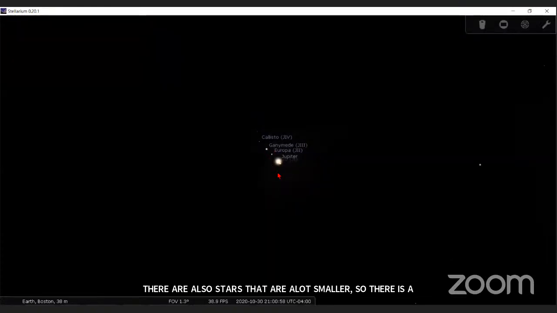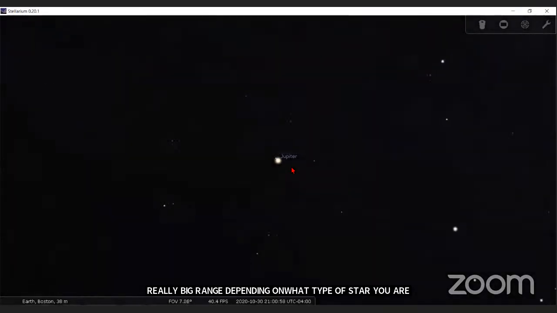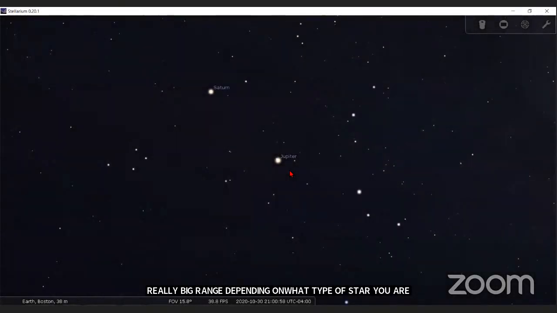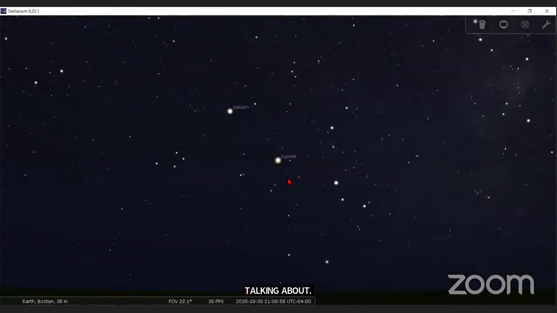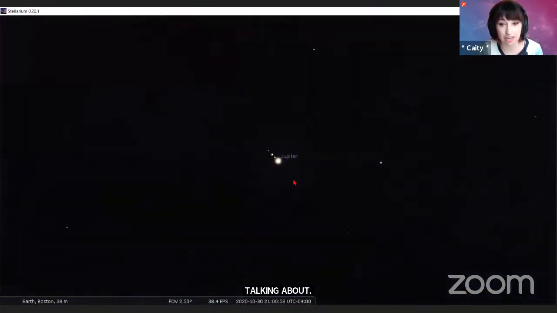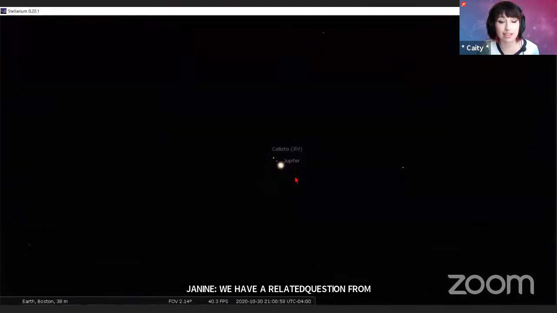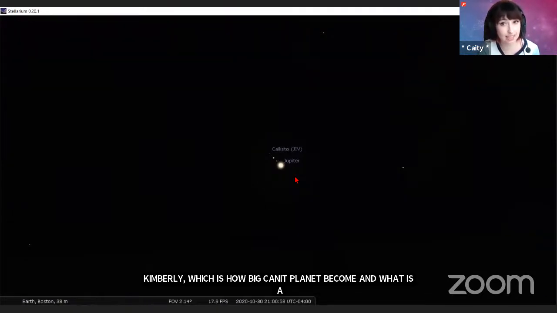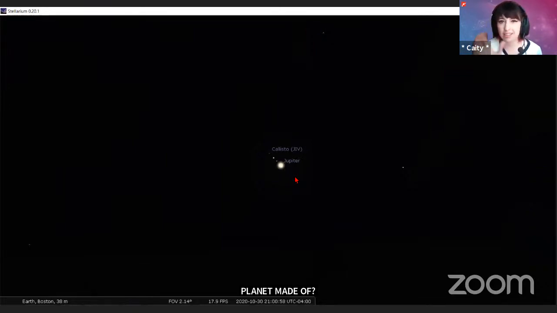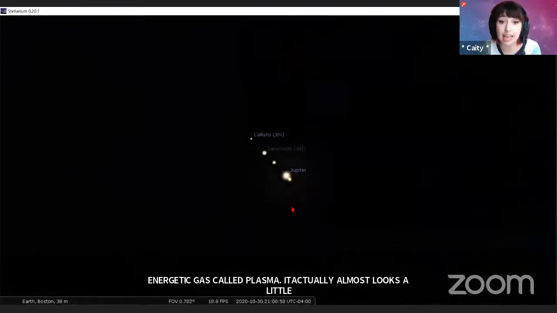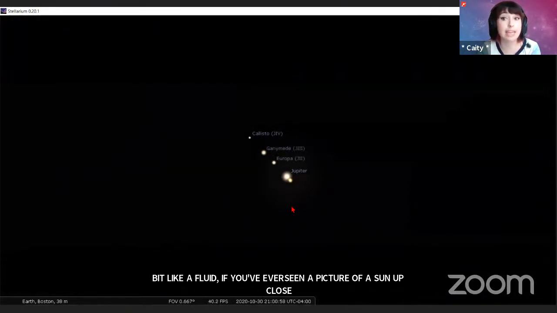We have a related question from Kimberly, which is, how big can a planet get and what is a planet made of? That is a great question. And I realized I didn't say what stars are made of. So stars are made of really, really hot energetic gas. It's called plasma. So it actually almost looks a little bit like a fluid if you've ever seen a picture of the sun up close or a video of the sun. Planets can be made of many different things.